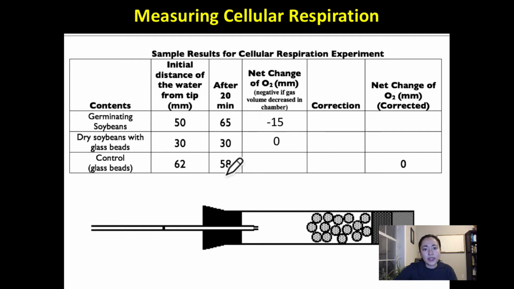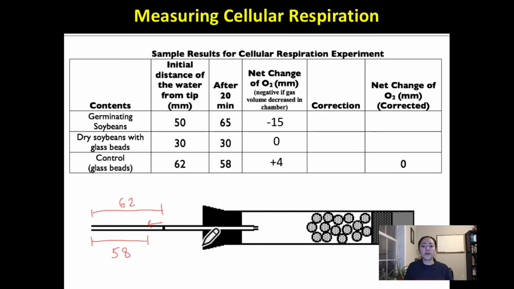Well, let's look at what happened in the control. In the control, initially, the measurement that you would have gotten here was 62 millimeters. However, after 20 minutes, the distance from the tip was only 58 millimeters. That means the water had to have moved in this direction a little bit. In order for that to have happened, the gas had to have expanded a little bit in the chamber, and that means that the net change in oxygen had to be positive. So you would put a +4 down for the control.